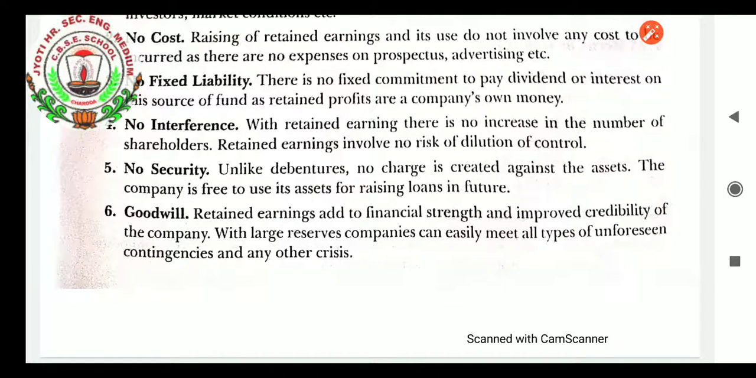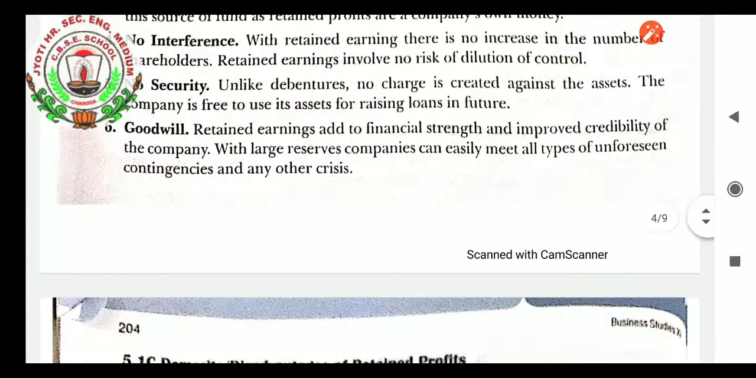So that is a good point, like debentures. No charge is created against this asset. The company is free to use this asset for raising loans in future. Goodwill: retained earnings add to financial strength and improved credibility of the business. With large reserves, the company can immediately meet all types of unforeseen contingencies and any other crisis. So that is about the good side of retained earnings.